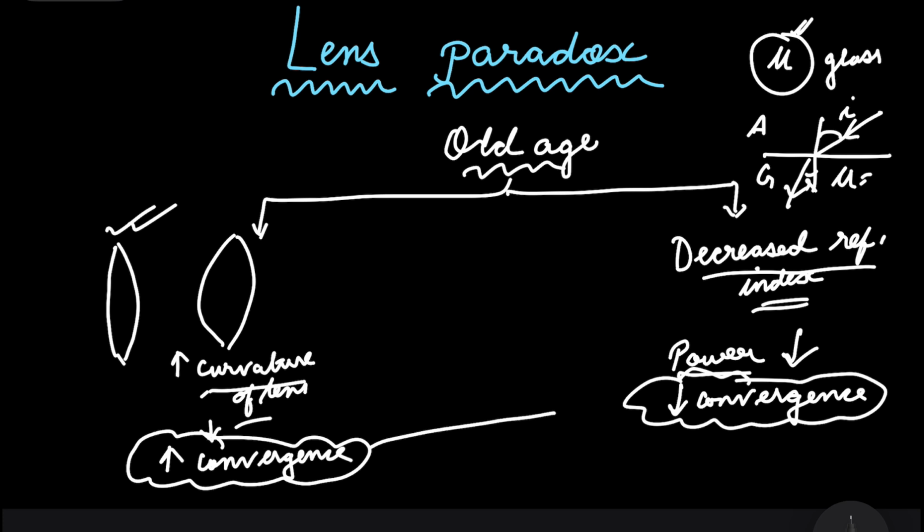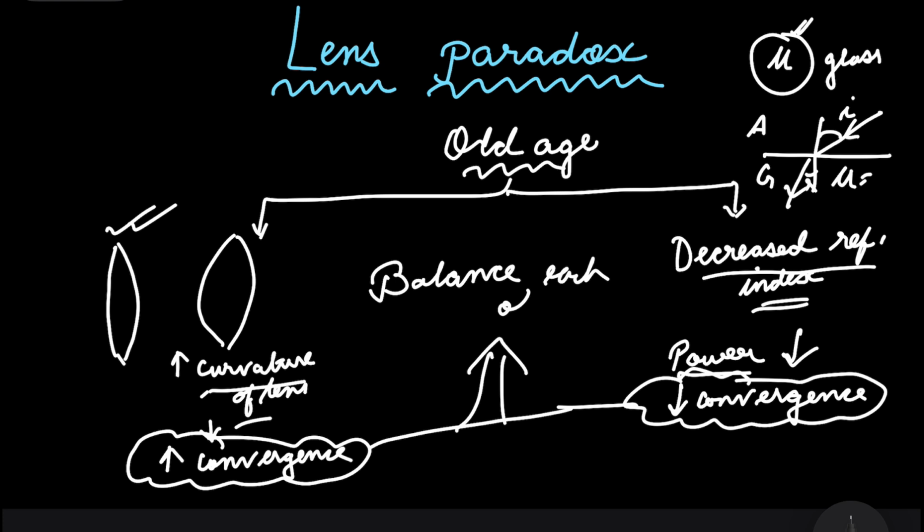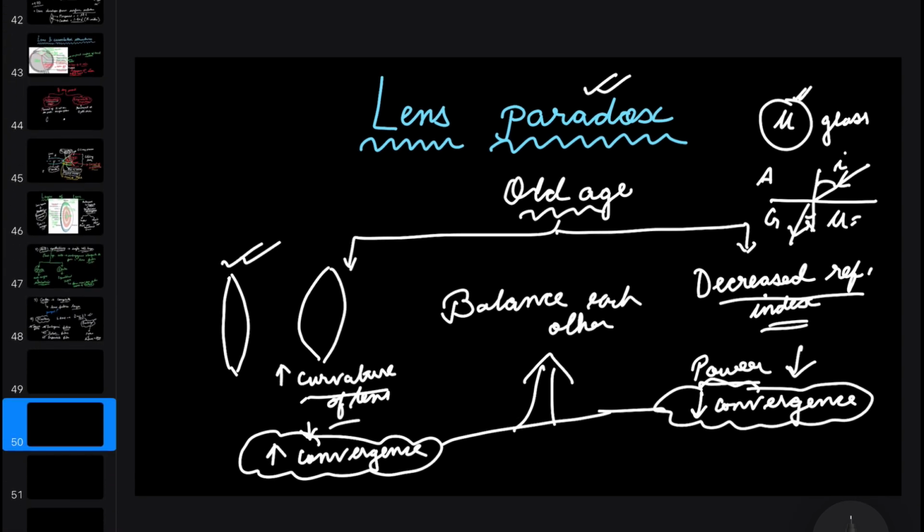What happens in old age many times is they balance each other. This is known as the lens paradox. This phenomenon is called the lens paradox. As simple as that. This was a small topic, nothing much to really gain from here.